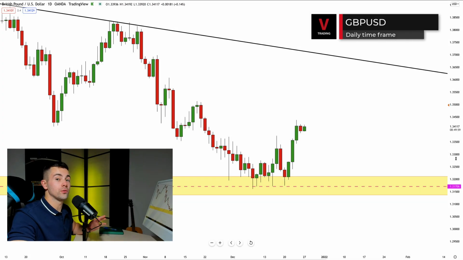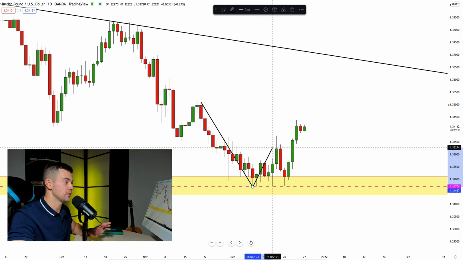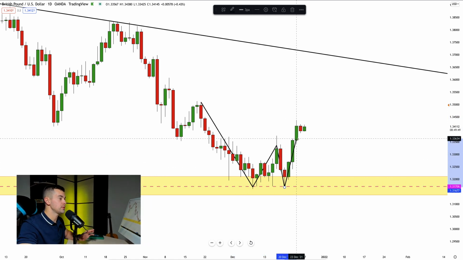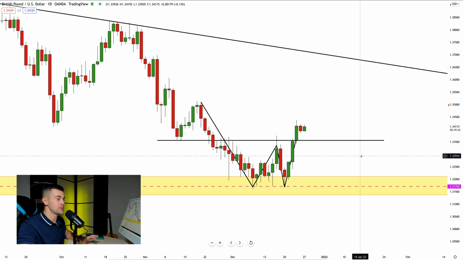And by the way, look what I spotted on a daily time frame. On a daily time frame, the pair formed a very cute double bottom formation. I hope you see that. Look, here we have this very cute double bottom. And look what happened. The price violated the neckline of this double bottom formation to the upside. We broke and closed above that.